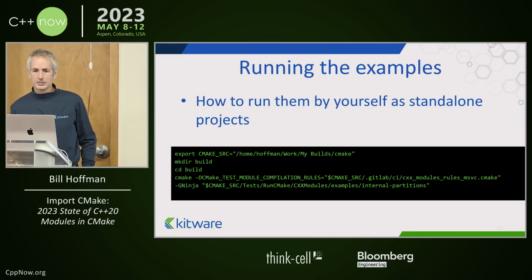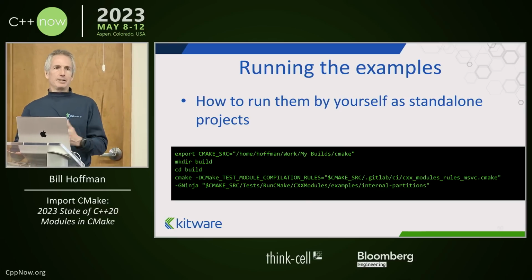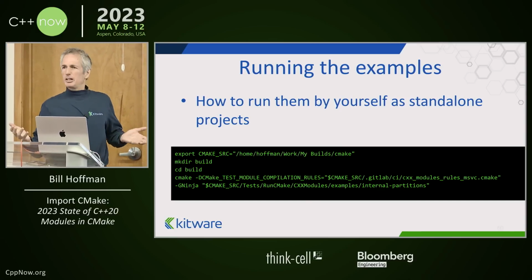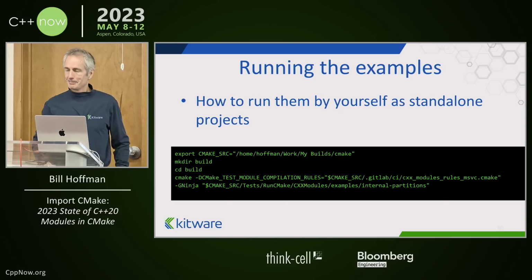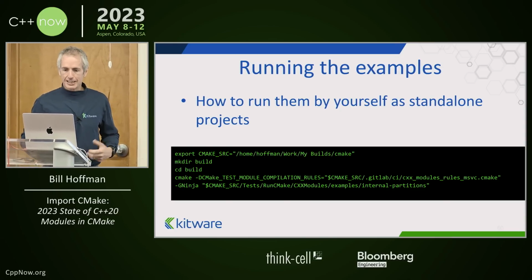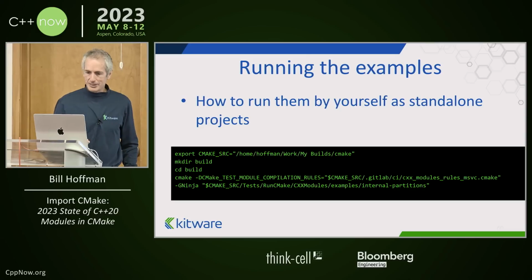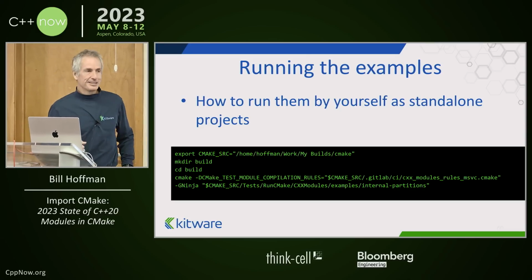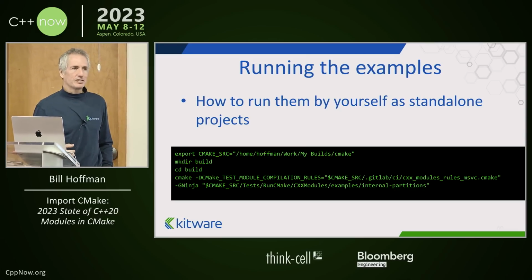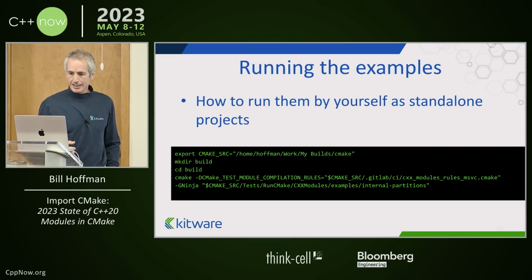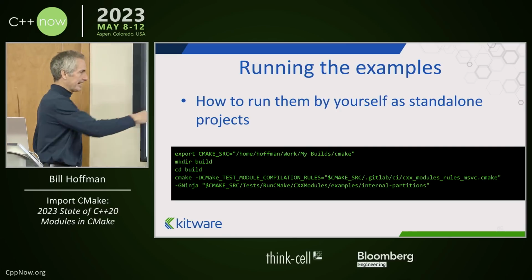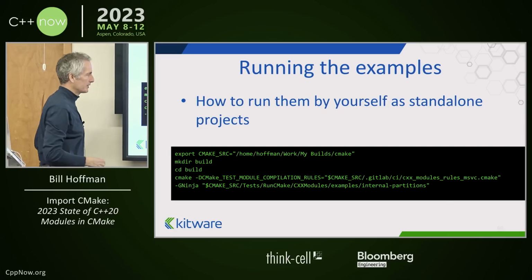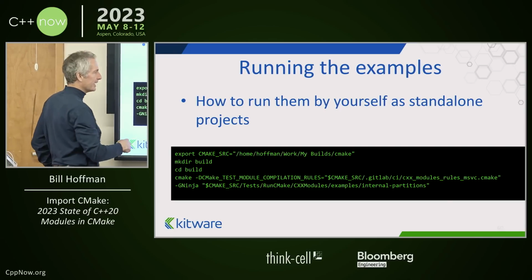So running the examples, in addition to doing that CMake minus test thing, which is a bit opaque, I think, is really getting your hands dirty and understanding it. So I came up with this way of essentially configuring them as standalone projects. And it's kind of cool. So you basically, I just created like a CMake source, which gives the path to my source tree.